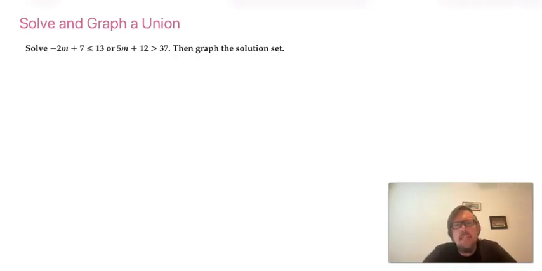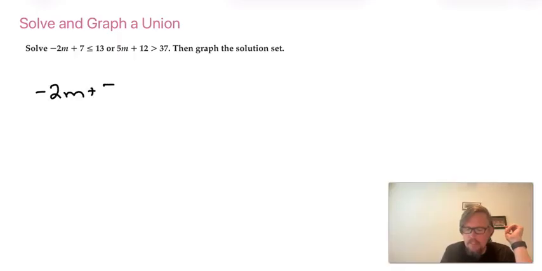We've got two inequalities to solve here, and after we solve them, we're going to graph the solution set. Let's take a look at the first one, which is negative 2m plus 7 is less than or equal to 13. This is a real quick two-step inequality. We're going to subtract 7 on both sides using the subtraction property. That'll give us negative 2m is less than or equal to 6.